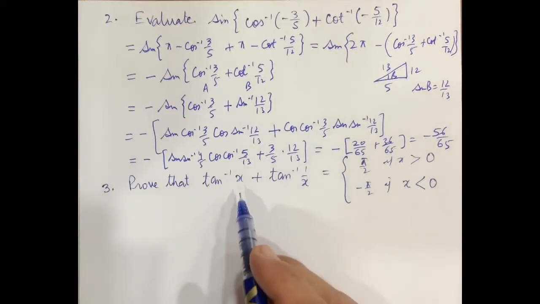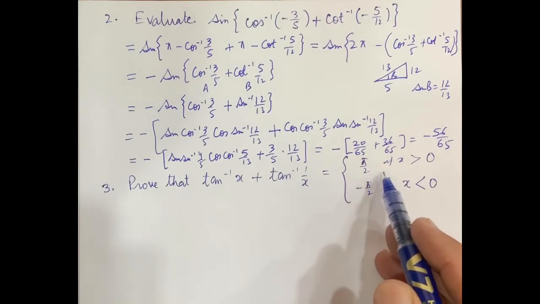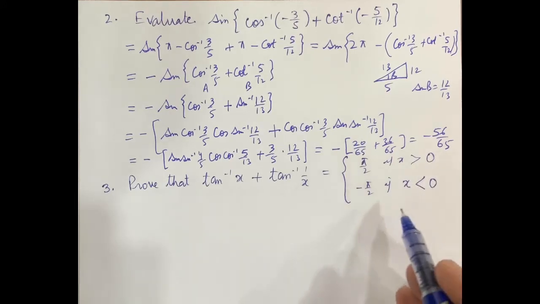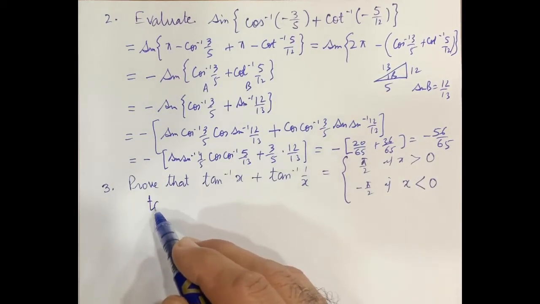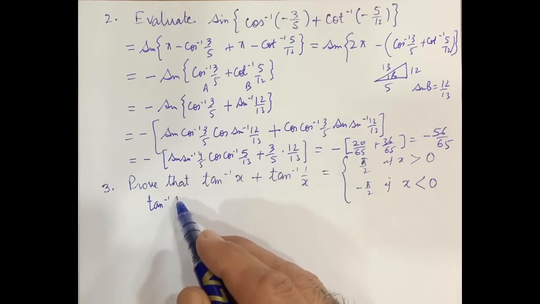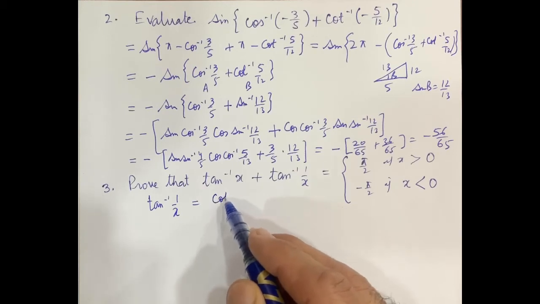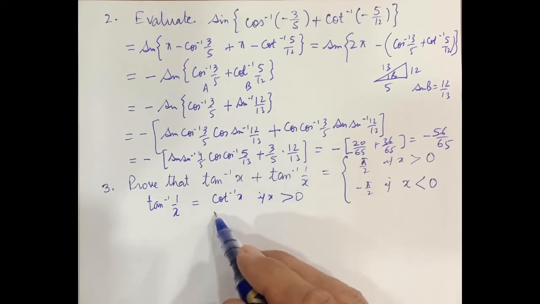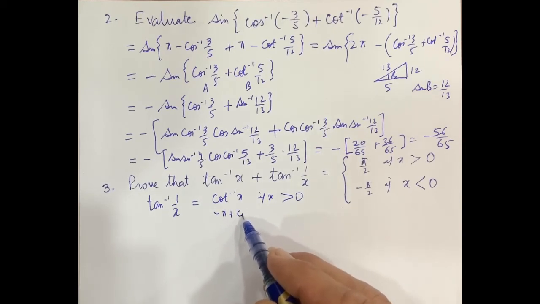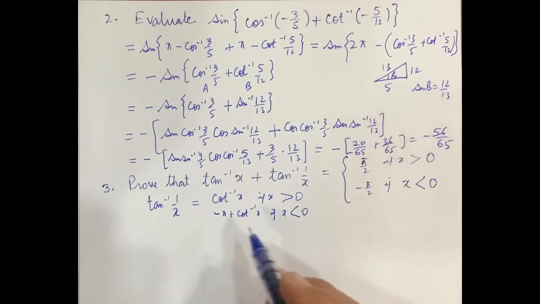Next one, we have to prove tan inverse of x plus tan inverse of 1 by x is equal to pi by 2 for positive values of x, minus pi by 2 if x is negative. So we start with tan inverse of 1 by x. This is equal to cot inverse of x if x is greater than 0, and minus pi plus cot inverse of x if x is less than 0.